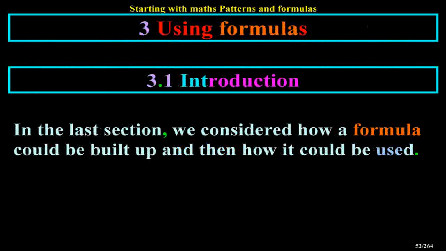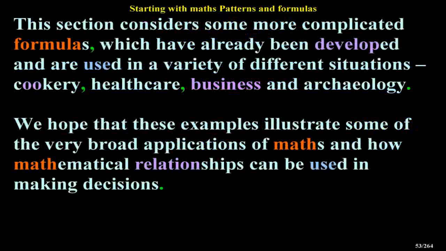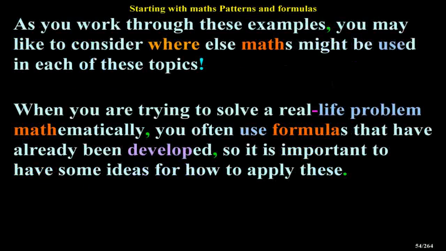3. Using formulas. 3.1. Introduction. In the last section, we considered how a formula could be built up and then how it could be used. This section considers some more complicated formulas, which have already been developed and are used in a variety of different situations: cookery, healthcare, business and archaeology. We hope that these examples illustrate some of the very broad applications of maths and how mathematical relationships can be used in making decisions. As you work through these examples, you may like to consider where else maths might be used in each of these topics.